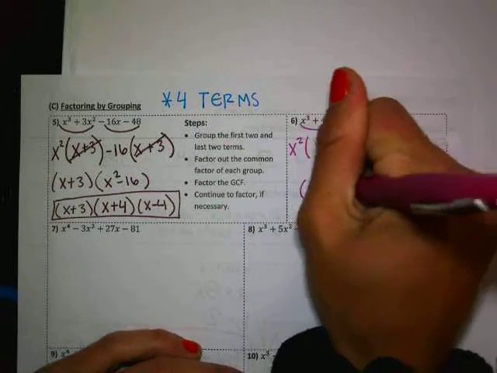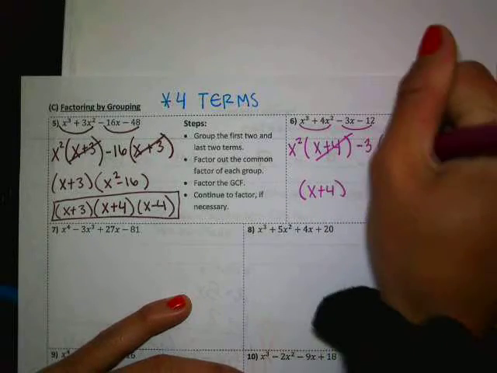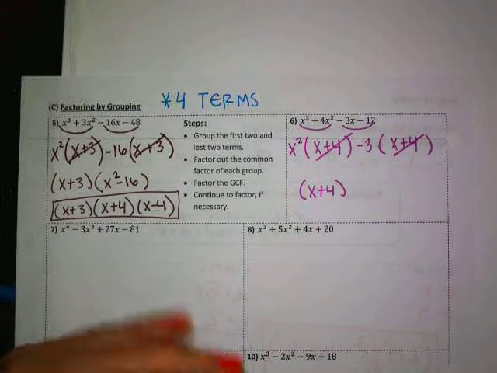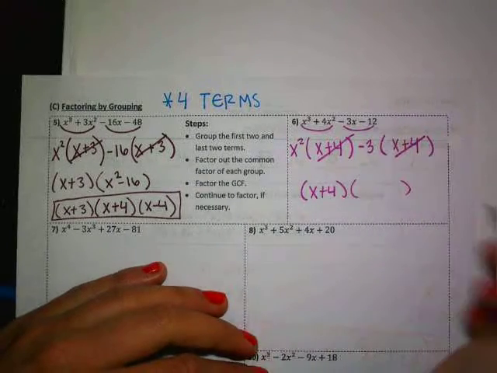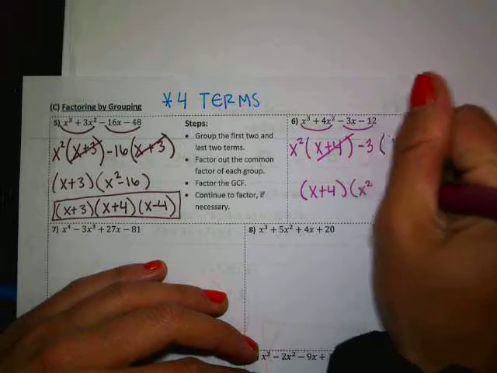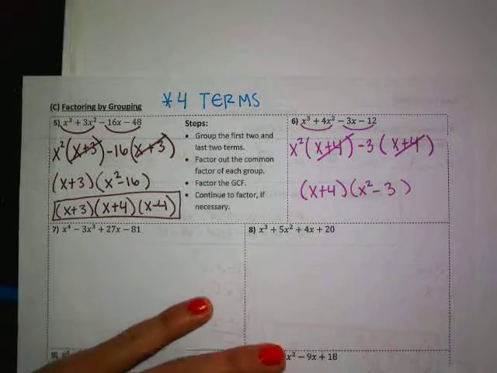So we're going to write our two parentheses. We're going to write the x plus 4 just once. That takes care of them. And then you're going to write what you have left: x squared minus 3. Is that it, or do you keep going?